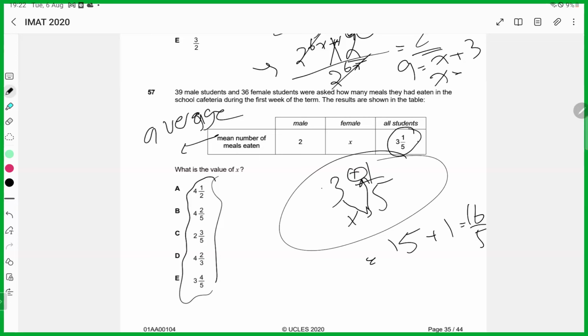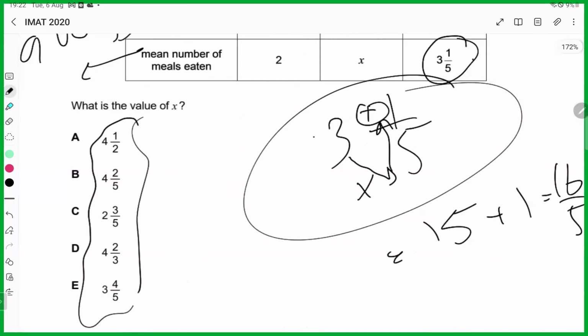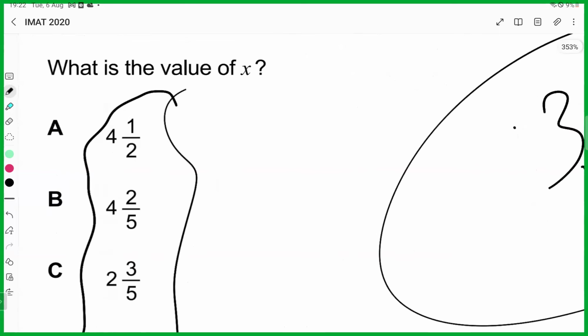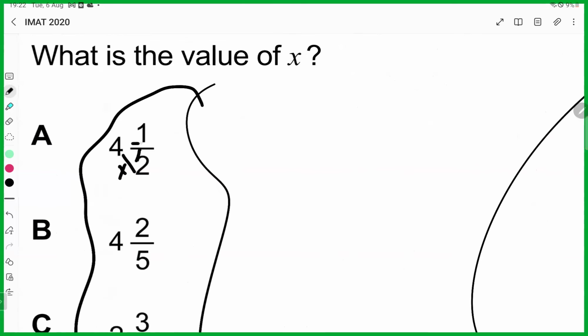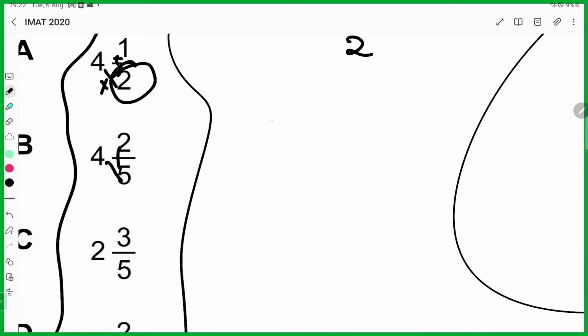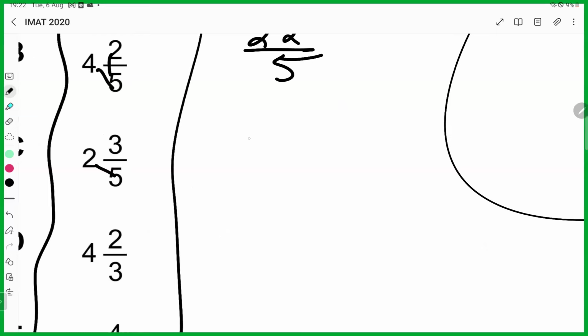Let me give another example. This one, let's say 4, 1 over 2. 4, 1 over 2, here times, here plus. So 4 times 2 is 8. 8 plus 1 is 9. And then we divide by the same denominator, 9 over 2. This one. 4 times 5 is 20. 20 plus 2 is 22. And then we divide it by 5. 2 times 5 is 10. 10 plus 3 is 13. And then we divide it by the same denominator, 13 over 5.